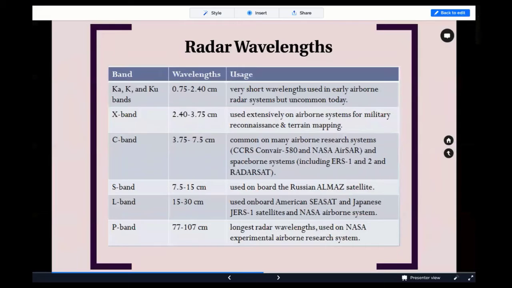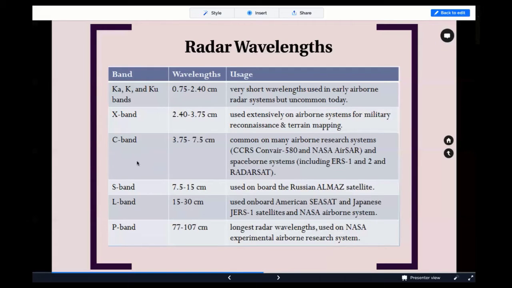And this table summarizes the different wavelength portions we talked about so far. From top to bottom, we're looking at things from relatively shorter wavelengths, the microwave portions, to the longer wavelengths. Usually, instead of referring to them using the specific wavelength portion, we just say C band, L band, or P band. P band here is the longest radar wavelength.